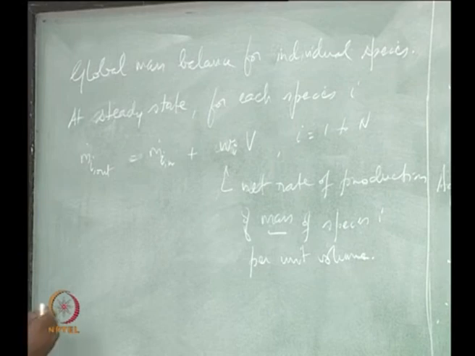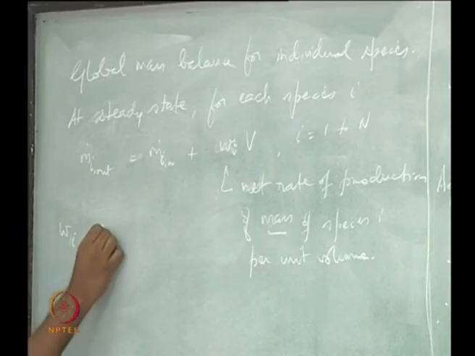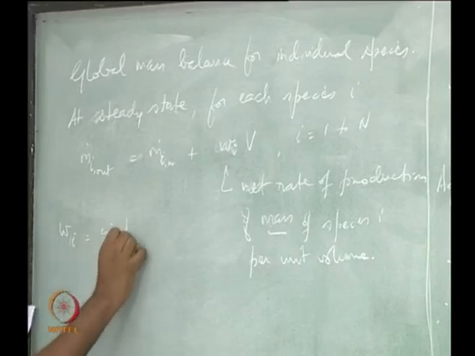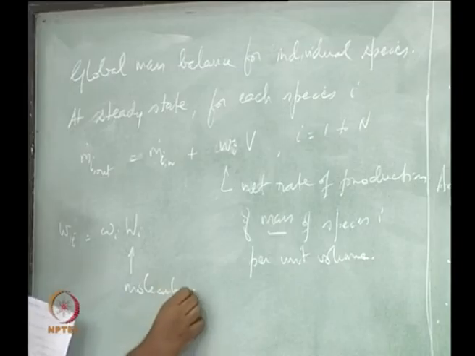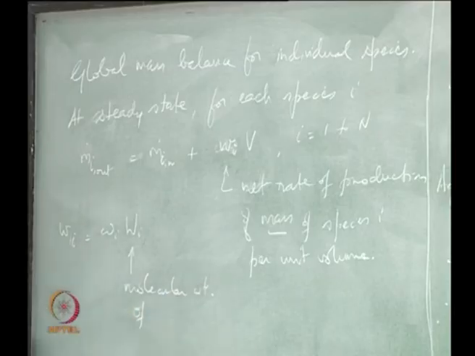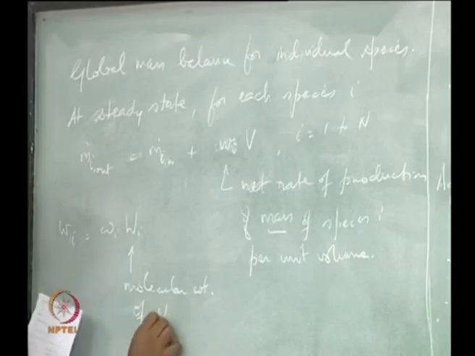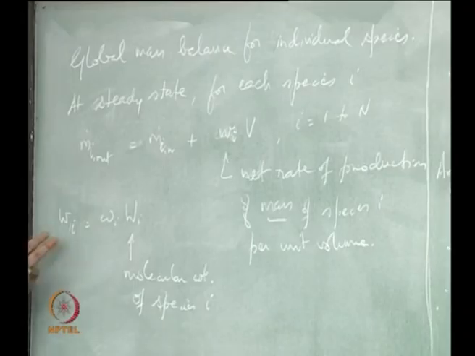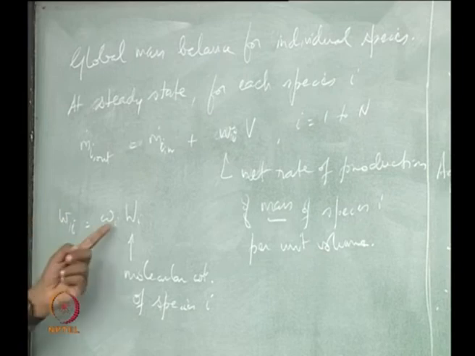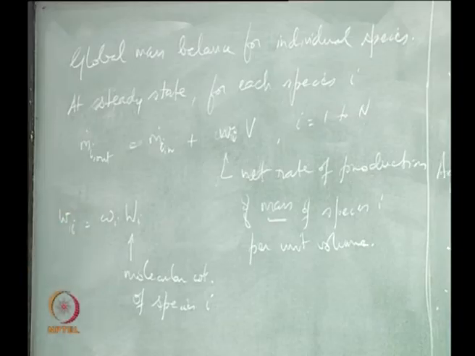So we know that w i is equal to omega i times capital W i, where capital W i is the molecular weight of species i. Okay, the distinction between my W's and omegas is you have this little curly thing for the W's, whereas that is absent in the omega. So you have to look for that little thing there.